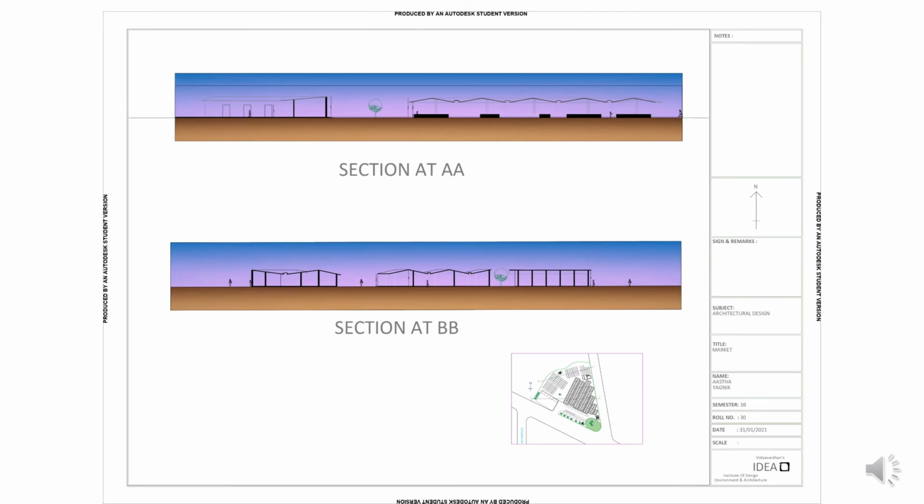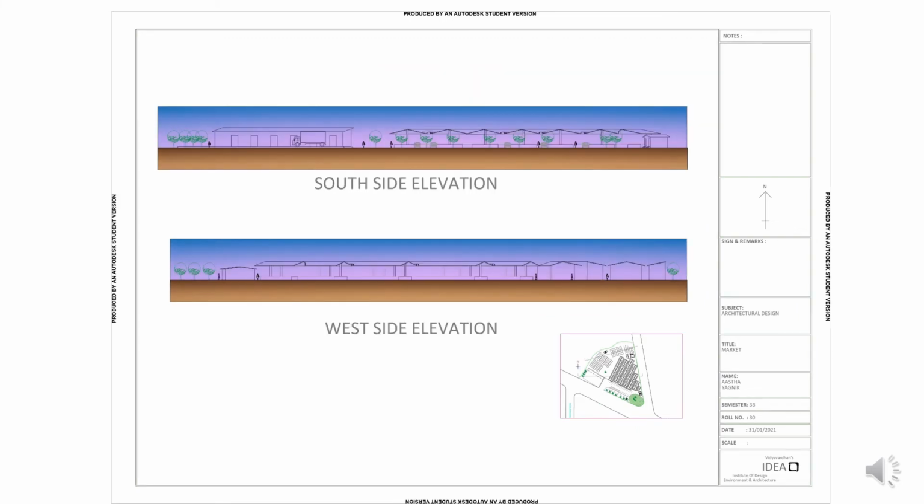These are the sections. I have provided sloping roofs with skylights. The skylight has a curved surface, so when the light penetrates, it is distributed in every direction. The height of the structure is 4 meters, and 0.9 is the height of the vegetable market plinth. These are elevations from the north and west side.